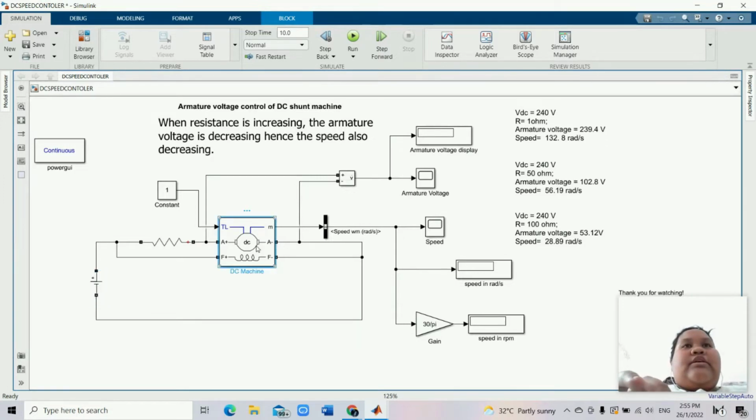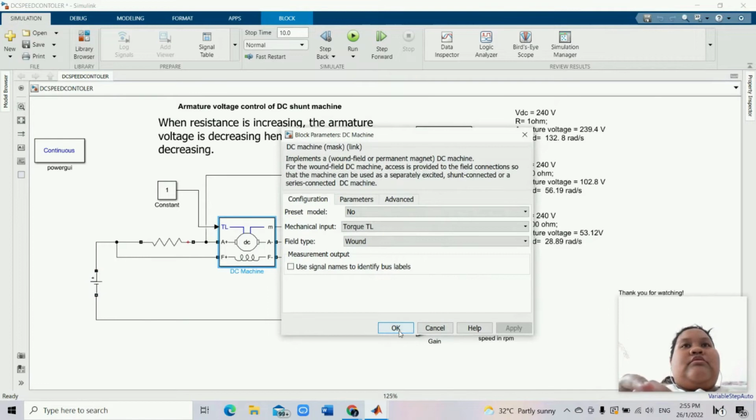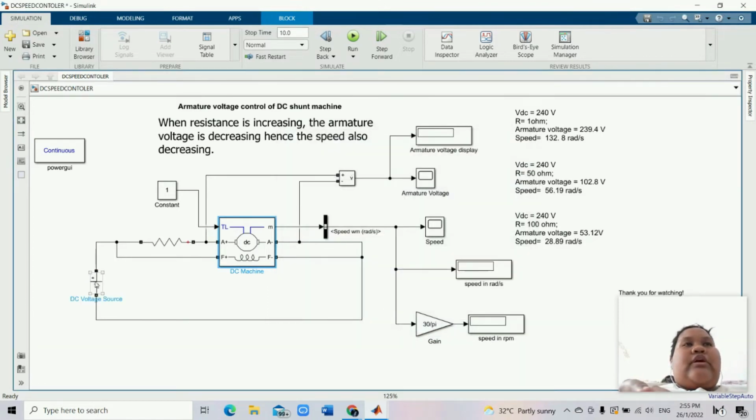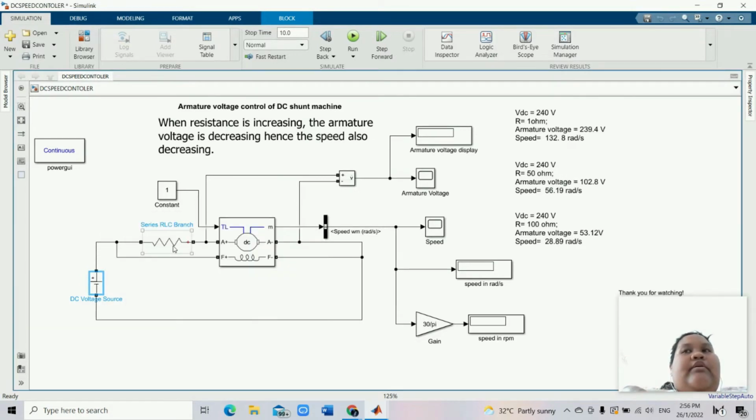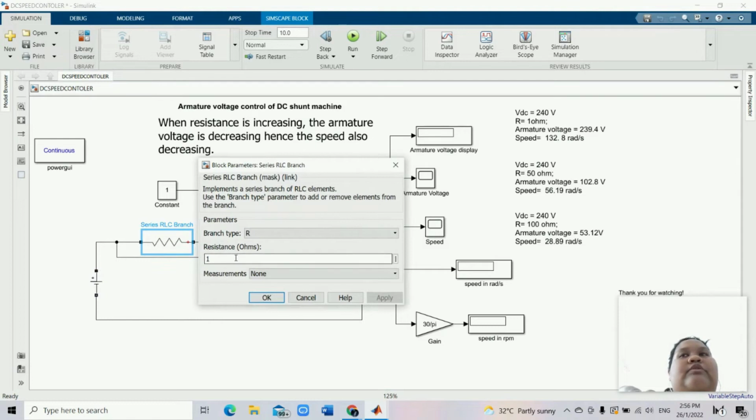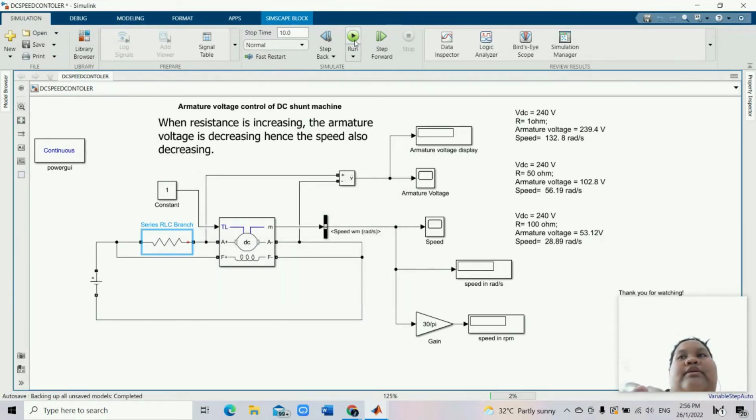I'm using a DC machine, and the DC voltage source will be 240 volts, and it is constant. The variable that I will change throughout the simulation is resistance. First, we will try 1 ohm and run the circuit.